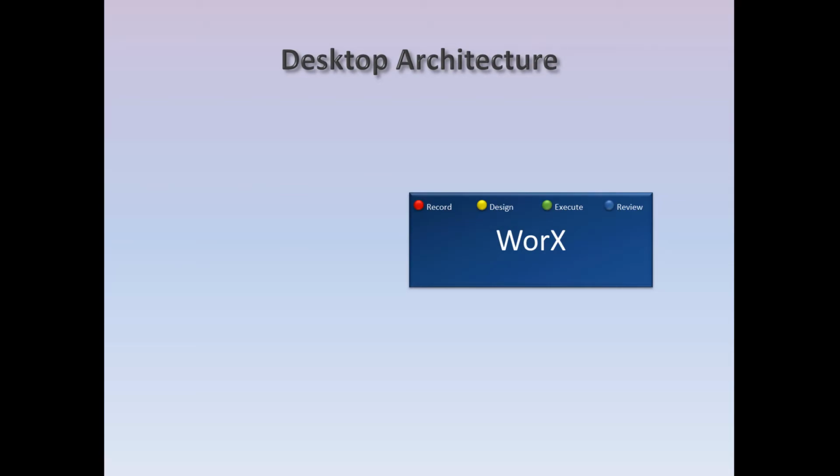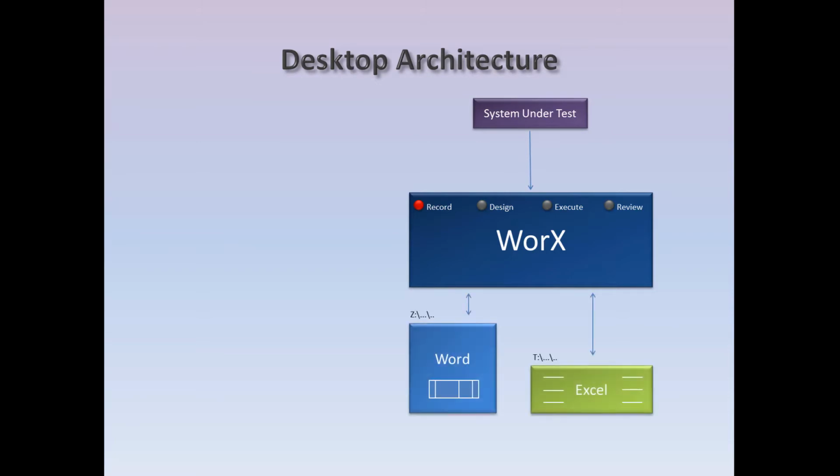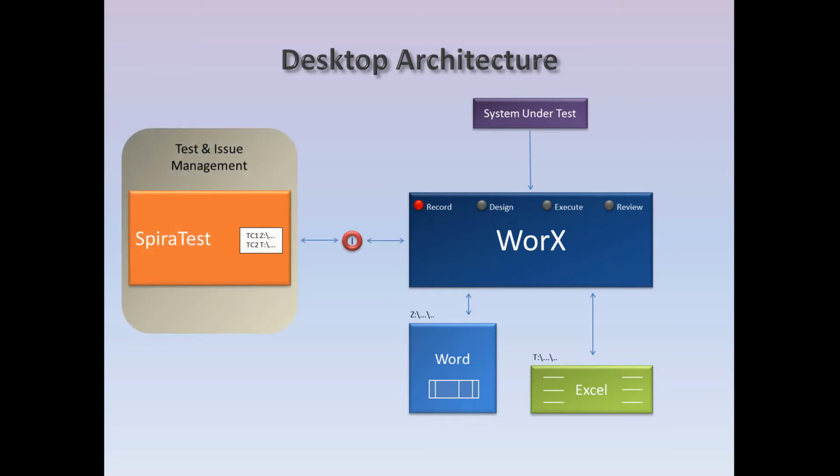WorX is a Windows desktop application, so it lives outside the web browser, and it can be started in 4 different modes. When SpiraTest launches WorX in record mode, WorX captures our interaction with the system under test and writes that into Word or Excel. WorX then communicates with SpiraTest and a new test case is created. And this is like every other test case in SpiraTest except for one thing. The test steps remain in Word or Excel out on the file system, and SpiraTest simply points to the location of those steps.